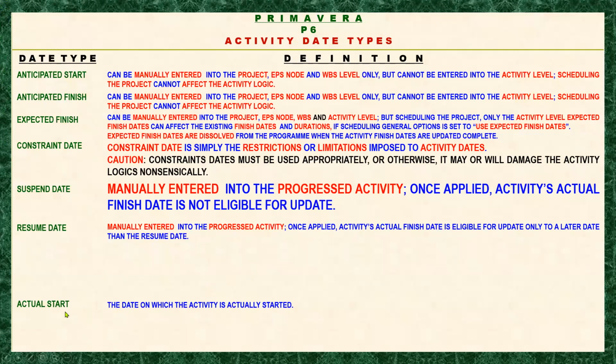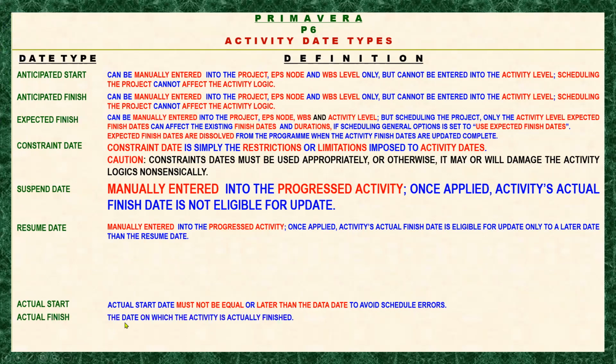So actual start, we already explained this one, and this is self-explanatory. The date on which the activity is actually started. My additional insight here is that actual start date must not be equal or later than the data date to avoid schedule errors. How about the actual finish date? According to Primavera, the date on which the activity is actually finished. And my own additional insight is actual finish date must not be equal or later than the data date to avoid schedule errors.